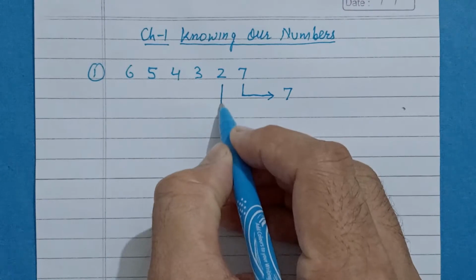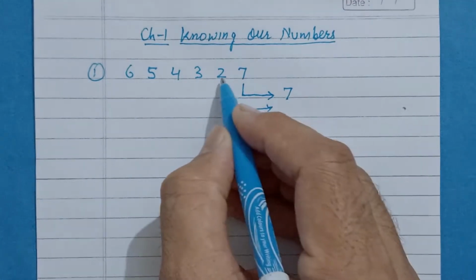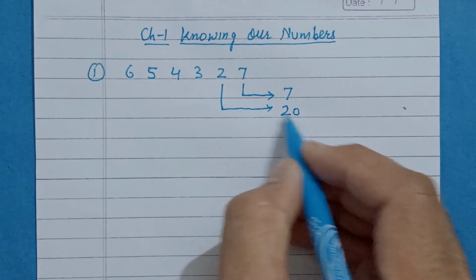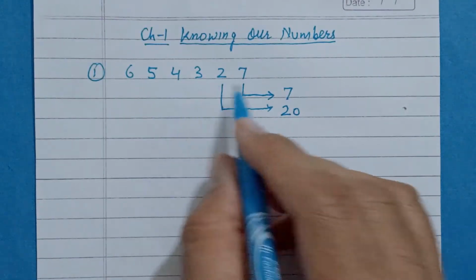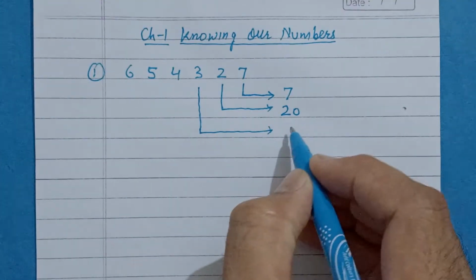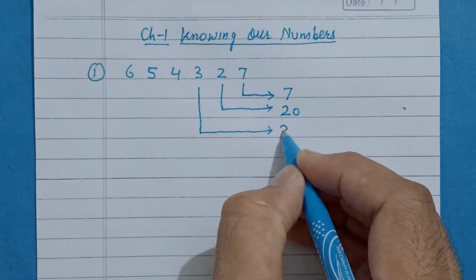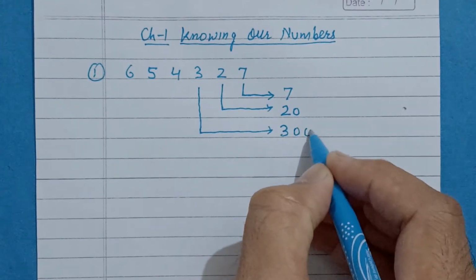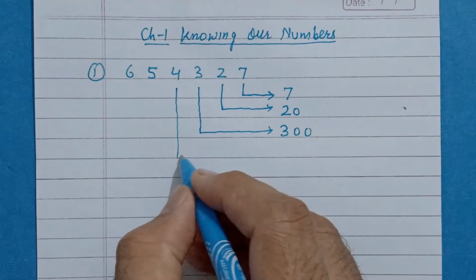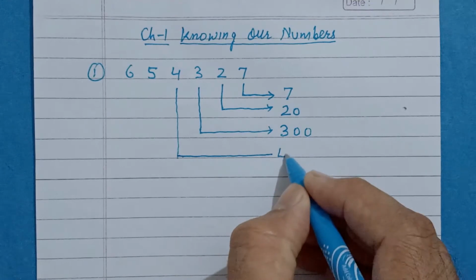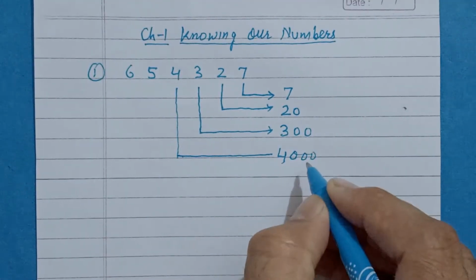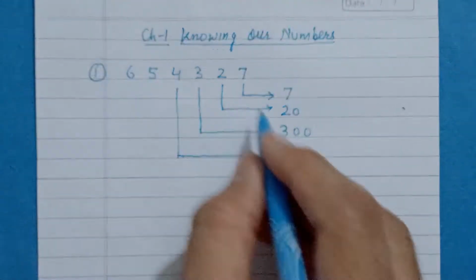Place value of 2. After 2 there is only one digit, so 2 and 0. This is the place value of 2 in this particular number. Now we will find place value of 3. After 3 there are two digits, so place value of 3 is 300. Place value of 4. After 4 there are 1, 2, 3 digits, so 3 zeros. This is place value of 4 in this particular number.